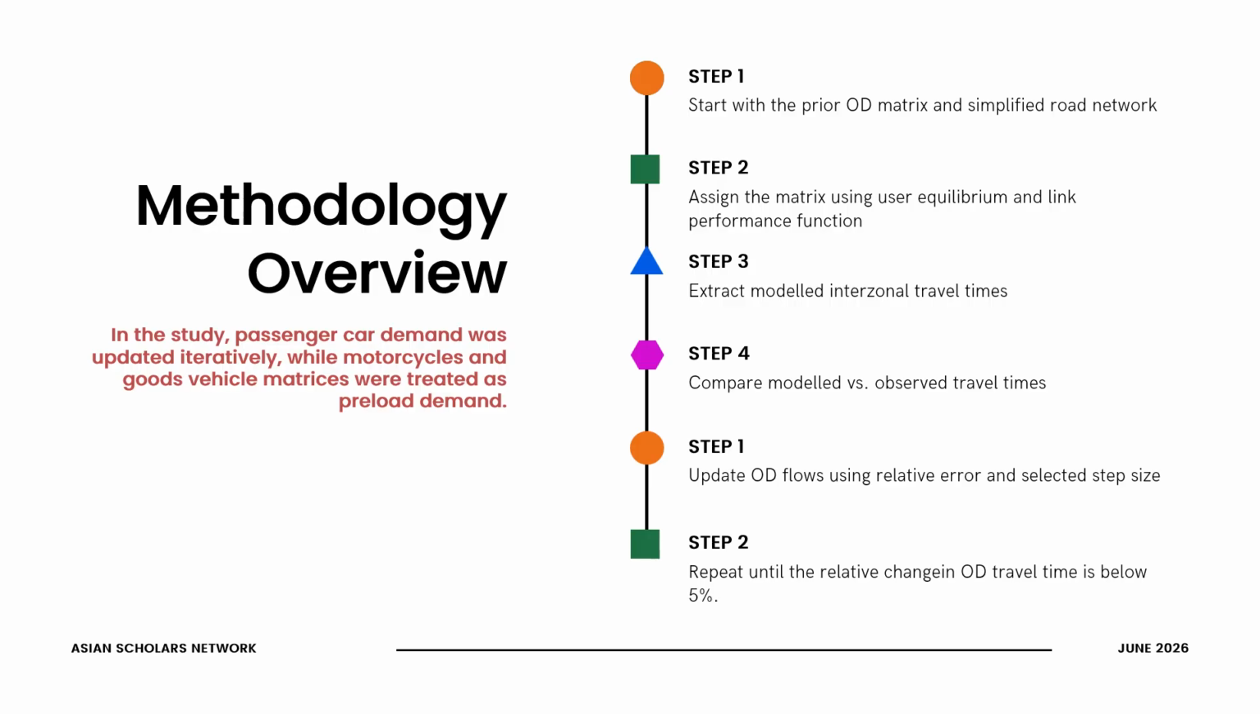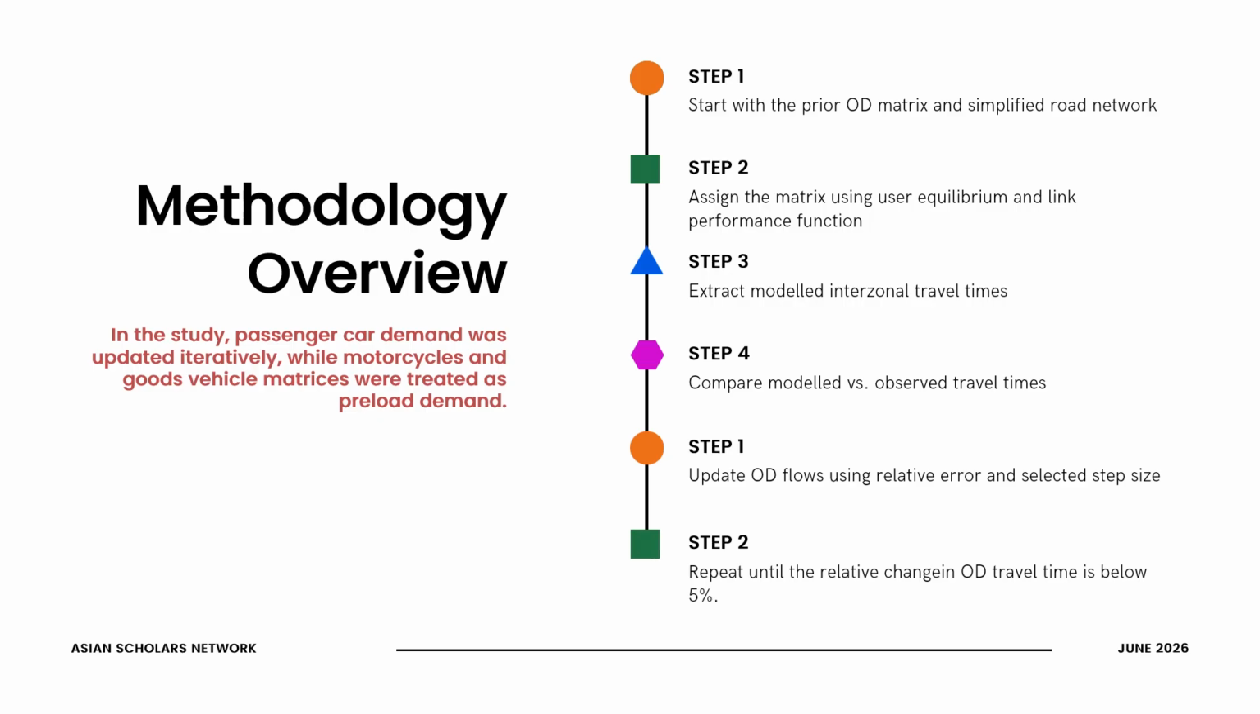This slide summarizes the methodological sequence. First, the analysis starts with the prior OD matrix and simplified road network. Second, the matrix is assigned using user equilibrium together with a link performance function. Third, modeled interzonal travel times are extracted. Fourth, those modeled travel times are compared with the observed travel times. Based on the comparison, the OD flows are updated using relative error information and a selected step size.